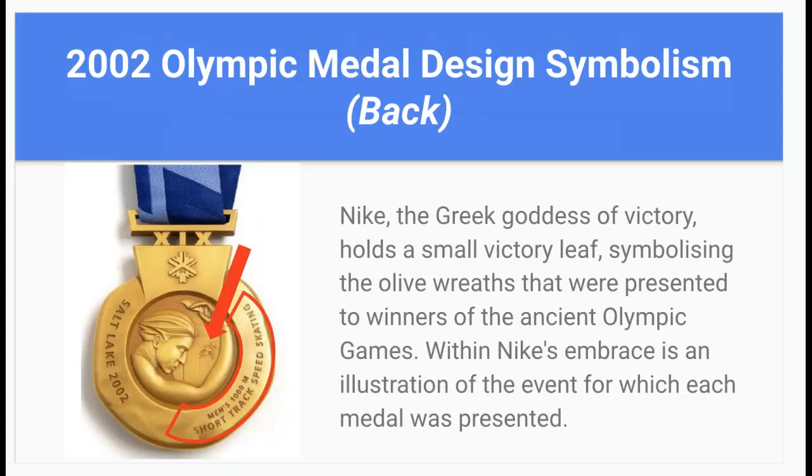On the back of the medal, it has Nike, the Greek goddess of victory. They hold a small victory leaf symbolizing the olive wreaths that were presented to winners of the ancient Olympic Games. Within Nike's embrace is an illustration of the event for which the medal represented. So that tiny little piece where the arrow is, it would have a hockey player, or it would have a skier, or it would have the bobsled image. So not only did it say short track speed skating, but it would have a speed skater inside the curve of Nike's arm.